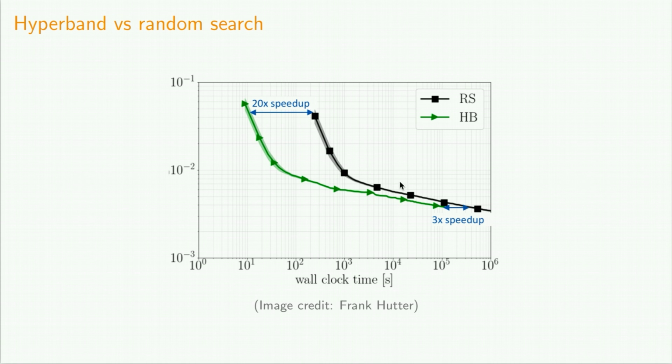Now, what is probably more interesting is that when we look at a longer time, what we see is that by applying Hyperband to random search, we can have a potential speed up. Here we have a threefold speed up. To reach the same performance, we need 3 times less wall clock time. And be careful that this is a logarithmic scale, both for the performance and wall clock time.